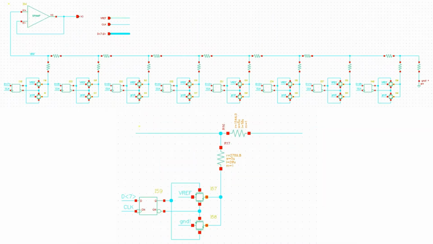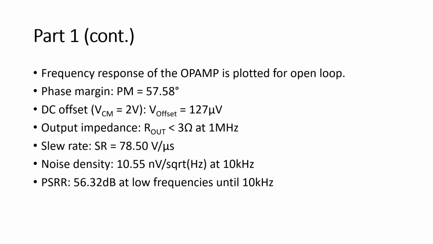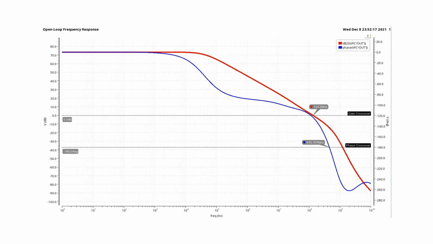And this is the schematic of the whole digital to analog converter. As can be seen, the input is taken by the flip-flops, which are used to run transmission gates that control the R2R network. And these are the test results of the first part, which are subject to change when post-extraction simulations are performed. This is the open loop frequency response of the op-amp. It shows that it is stable with gain crossovers and phase crossovers shown.